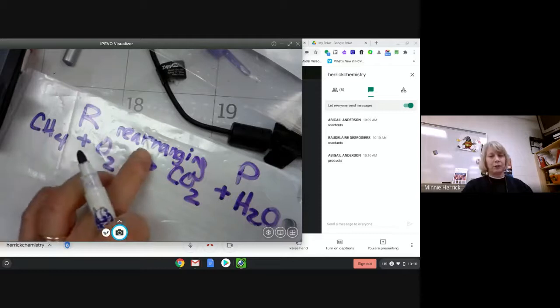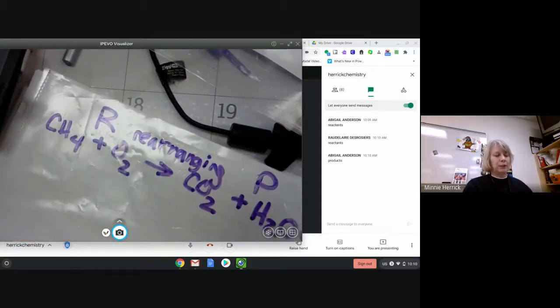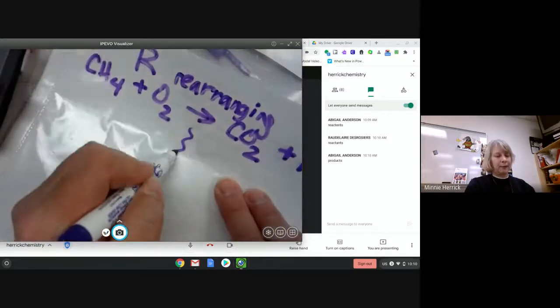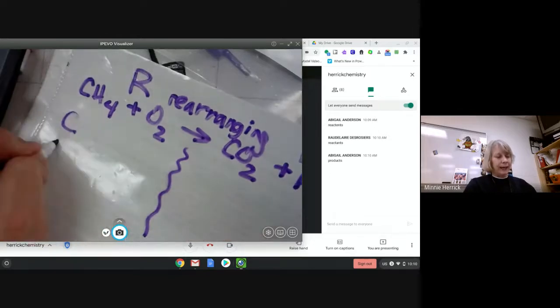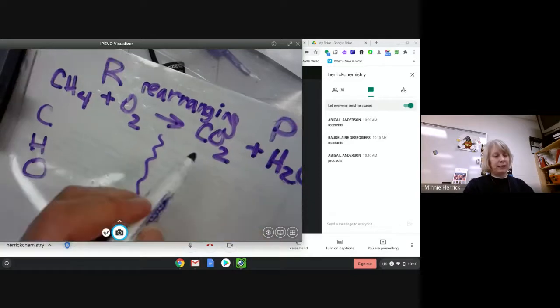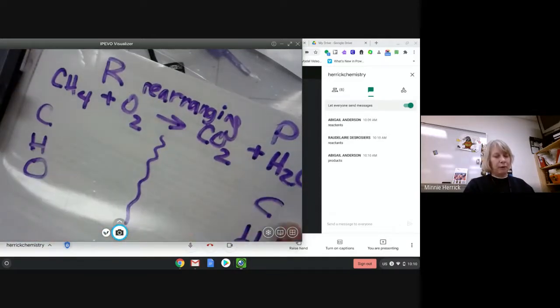So they're rearranging. The actual atoms aren't changing. They're just rearranging. But what we're going to do is look down here and talk about balancing. So I'm going to put a line here. We've got some C's, H's, and O's on the left, and we have to have the C's, H's, and O's on the right. So we're going to put C, H, and O on the right.